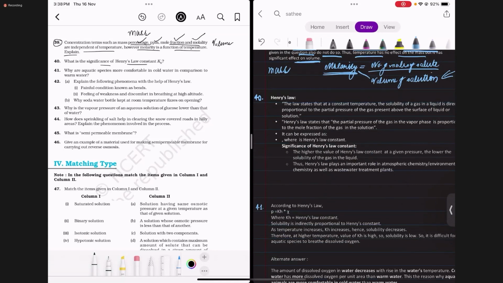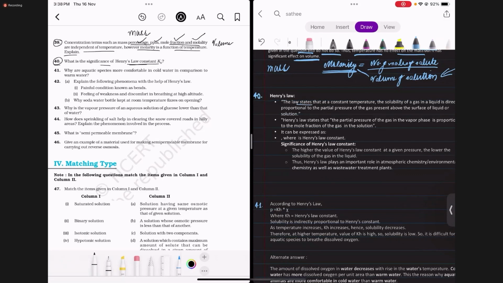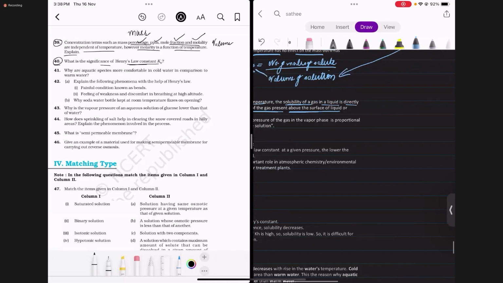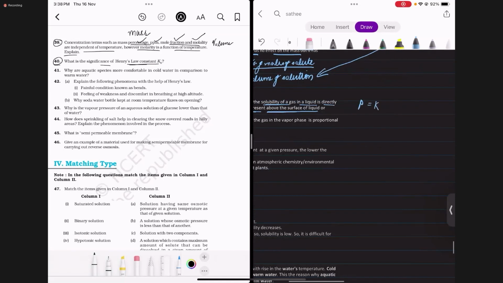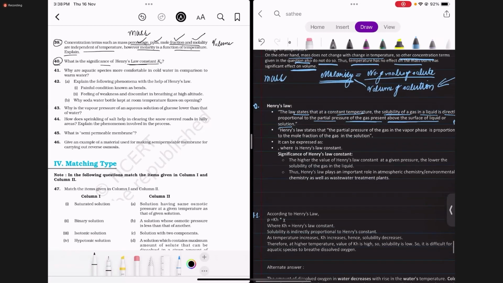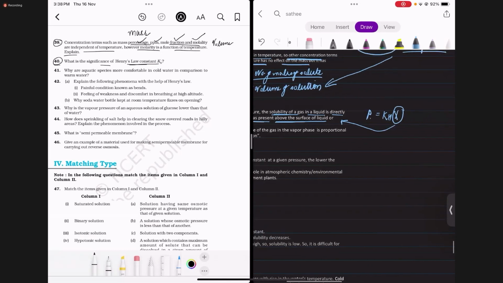What is the significance of Henry's law constant kh? तो Henry's law constant kh का क्या significance है? So Henry's law states that at a constant temperature, the solubility of a gas in a liquid is directly proportional to the partial pressure of the gas present above the surface of the liquid or solution. यानी कि we know that partial pressure is equal to kh into x, where x is the solubility of gas in the liquid. So जो solubility of gas होती है in liquid, that is directly proportional to the partial pressure of the gas present over the surface of liquid.